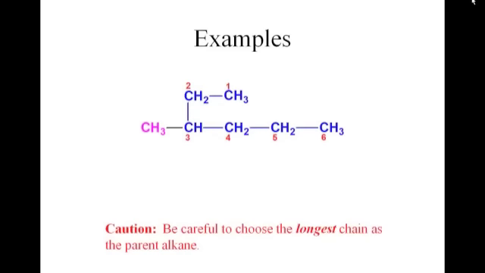So we have 6 carbons in a row, so this will be a hexane. I have a 1 carbon branch, or a methyl group, at the 3 position. Remember that I start numbering at the end closest to the substituent. So this would be 3-methylhexane.